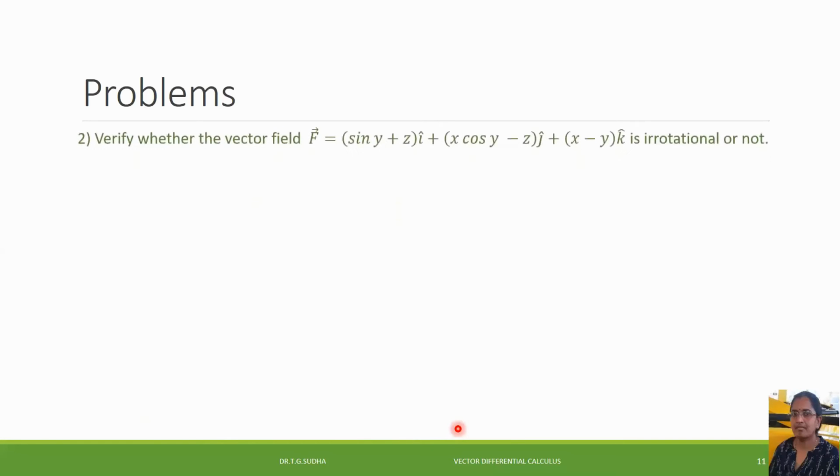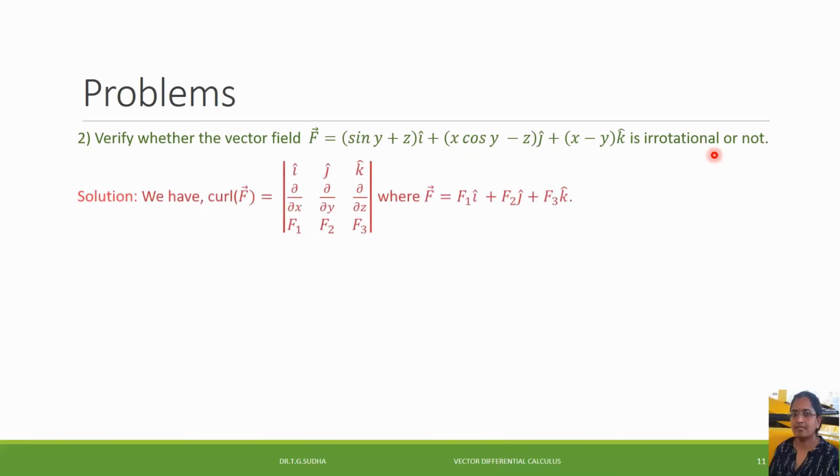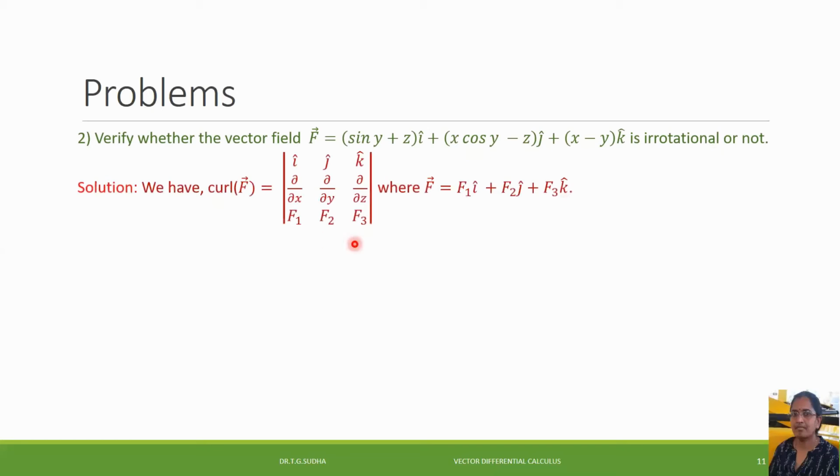Next, let us move on to the second problem. Verify whether the vector field f, sin y plus z into i, x cos y minus z into j plus x minus y into k, is irrotational or not. So to find whether it is irrotational or not, we need to check whether curl of the vector field is 0 or not. So let us consider the curl f, and we know that it is given by this determinant.